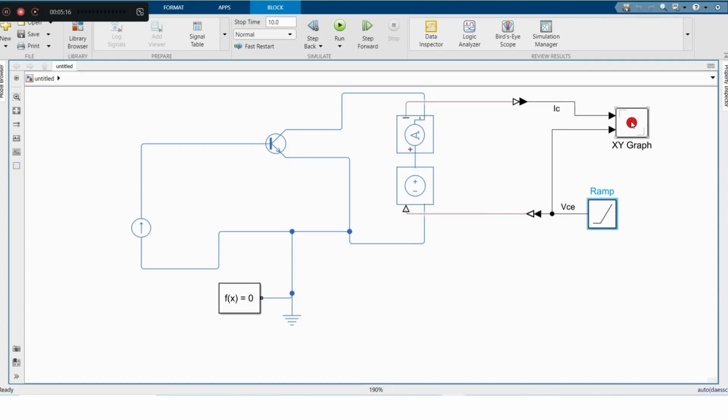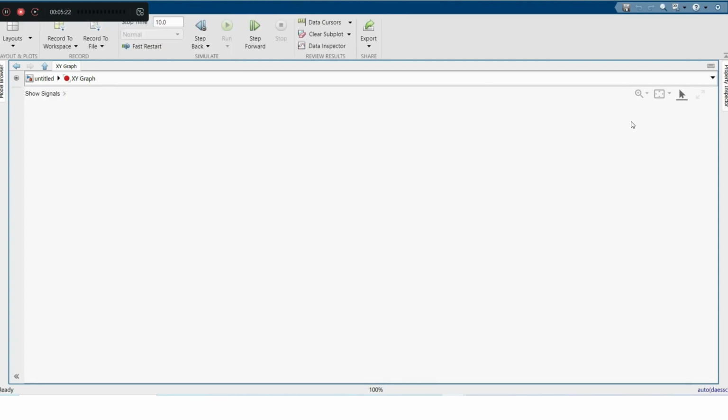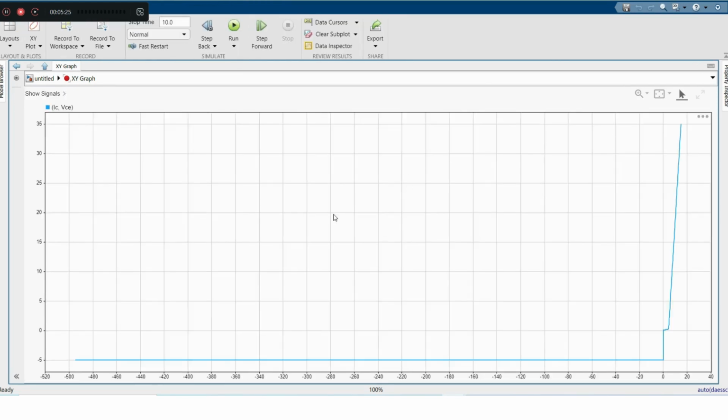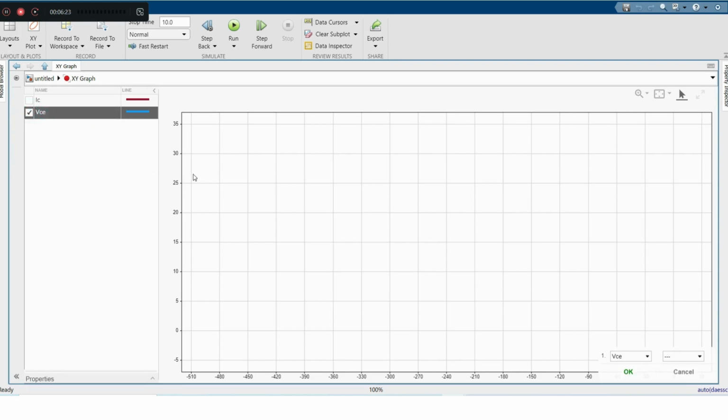So to observe the waveform in the XY Graph, we have to go to the XY Graph, and then we get a window like this. Here IC and VCE are present, and we have to put them on our graph. For that I'm taking VCE. Okay, this is our x-axis. And IC, this is our y-axis.